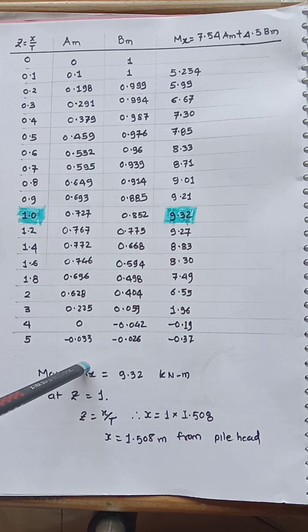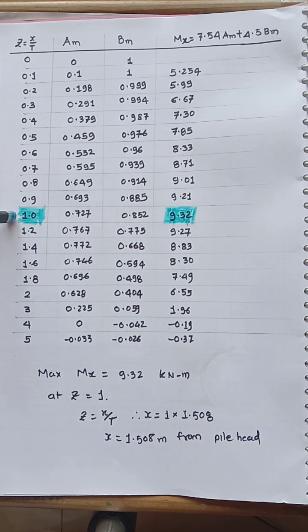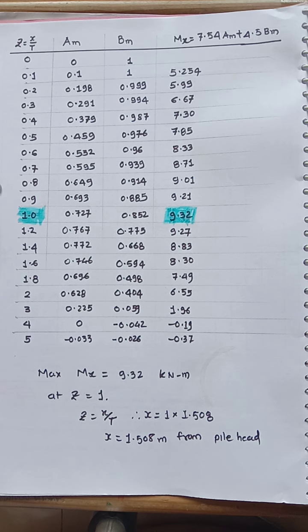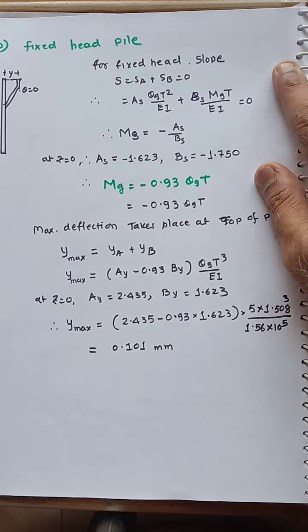Therefore Mx is 9.32 kilonewton meter at Z is equal to 1, where Z is x by T. Therefore x is calculated with Z as 1 and T as 1.058. So it is at a depth of 1.058 from the ground surface or pile head. If you plot this curve, you will get the bending moment curve.